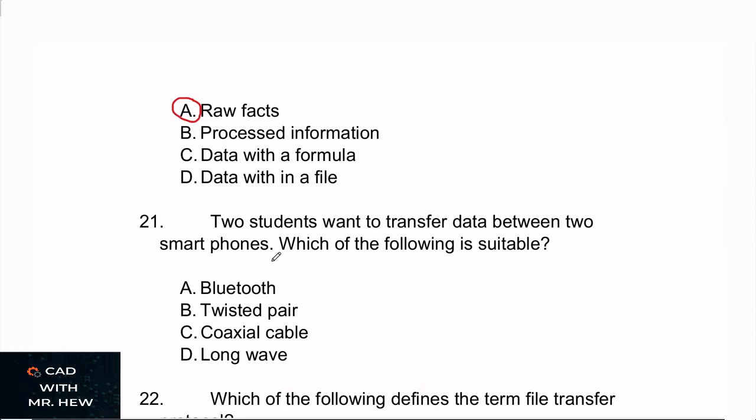All right, let's go to question 21. Two students want to transfer data between two smartphones. Which of the following is suitable? We have A, Bluetooth, B, twisted pair, C, coaxial cable, D, long wave. The correct answer is A.